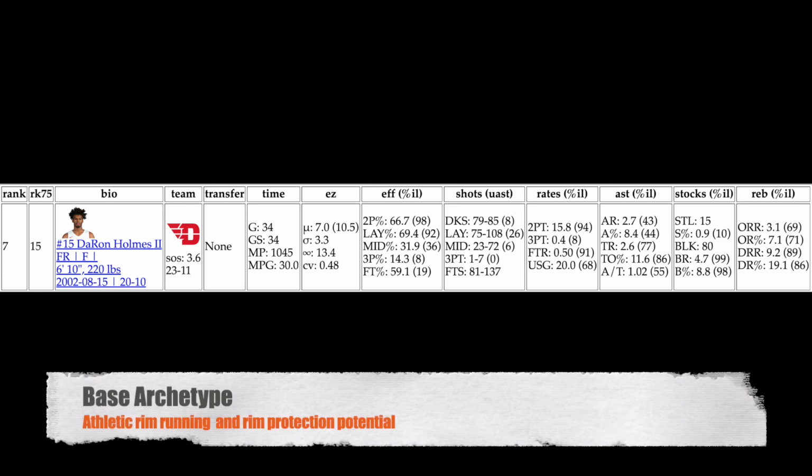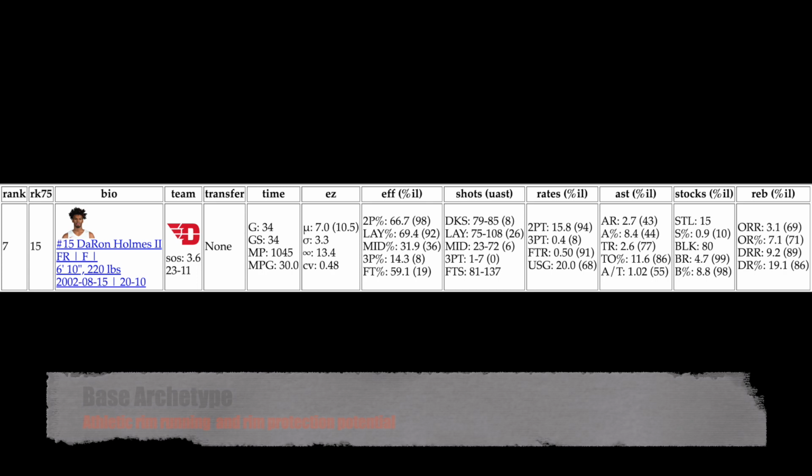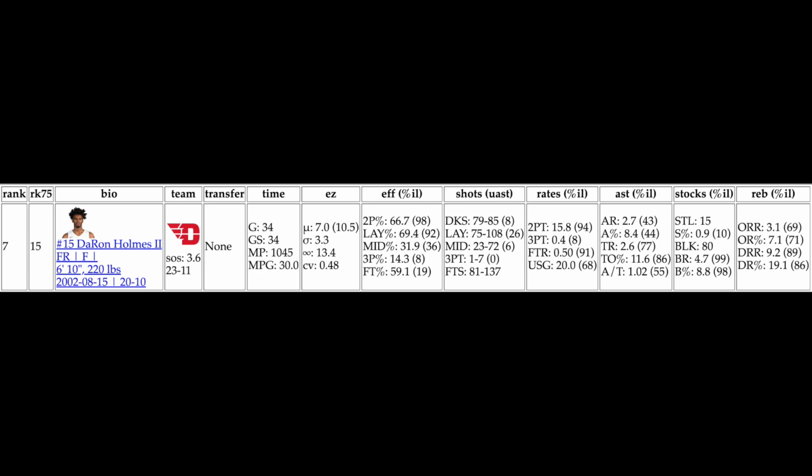But statistically, at least, Holmes has all the makings of an athletic rim-running big on offense that at the very least can give you some rim protection on the other end. He ranked in the 99th percentile in block rate and 98th percentile in block percentage. He also had nearly 80 dunks, which makes it pretty obvious he's an explosive athlete on both ends.